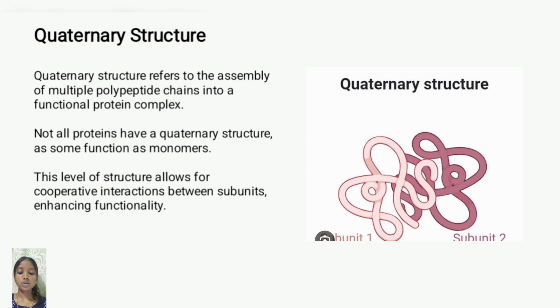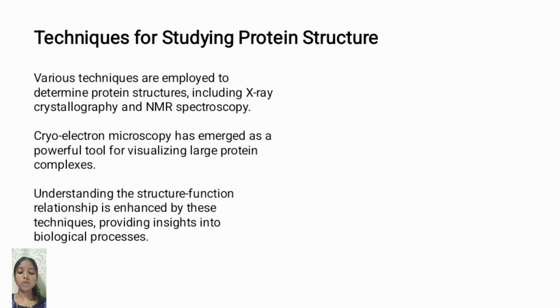Protein folding. What does protein folding mean? Protein folding is a complex process that enables proteins to achieve their functional conformation. Misfolding can lead to loss of function or diseases such as Alzheimer's and cystic fibrosis. Chaperone proteins assist in proper folding by preventing aggregation and promoting correct conformation. So protein folding also matters for protein structure and functionality. If there is misfolding, it would cause many diseases that affect the human body.